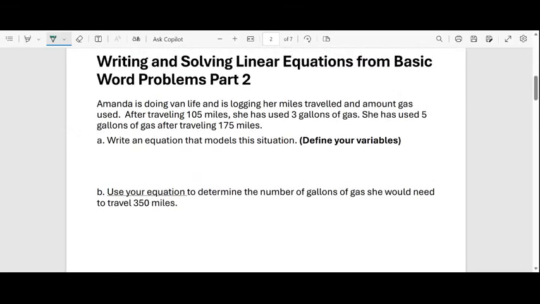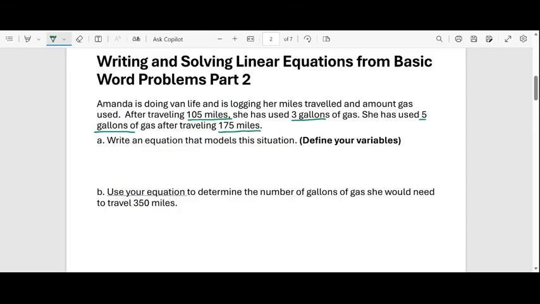Next one we have is Amanda is doing van life and is logging her miles traveled and the amount of gas used. After traveling 105 miles, that looks important, 105 miles, she's used 3 gallons of gas. She uses 5 gallons of gas when she travels 175 miles.